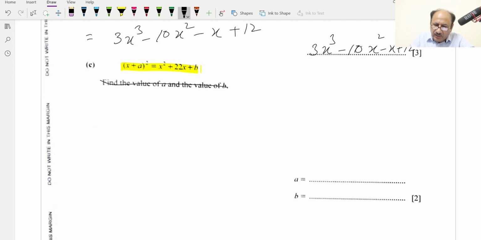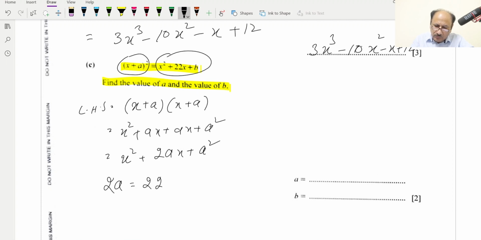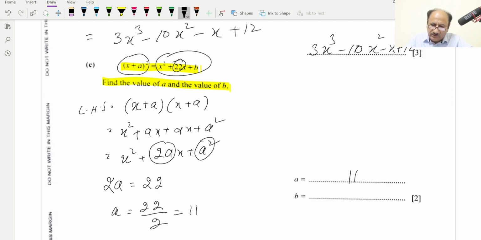Find the value of a and the value of b. We have to find value of a and b. For this one, we can open this left hand side, so we can take left hand side is equal to, we will open this one, x plus a. We can write x plus a into x plus a and multiply. This will be x squared plus ax plus a squared, which is equal to x squared plus 2ax plus a squared. Now we can compare this with this one, and we can write 2a is equal to 22. So this implies a is equal to 22 over 2, which is equal to 11. So a value is 11, and b value we can compare b value as a square is b value.